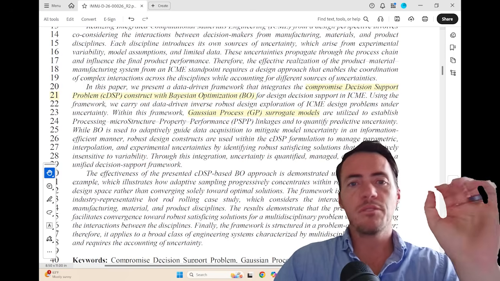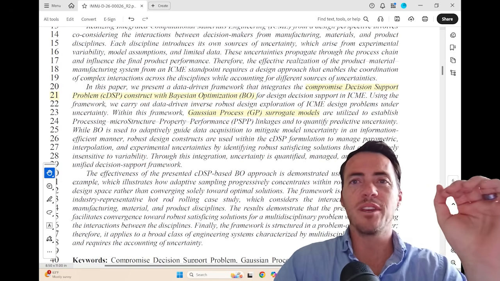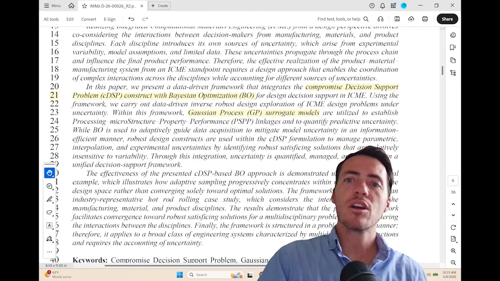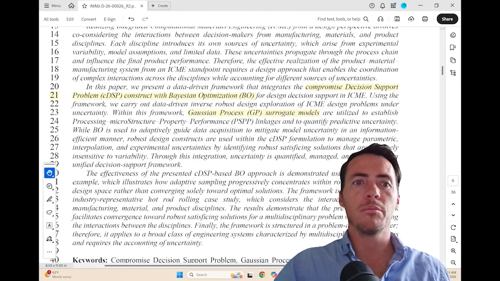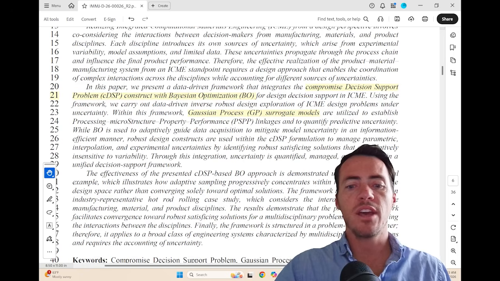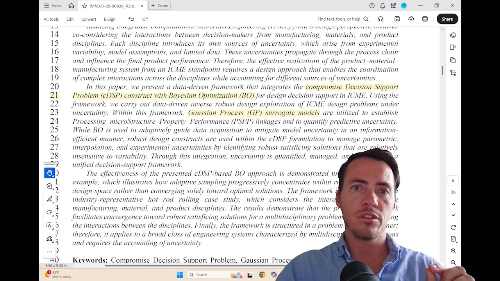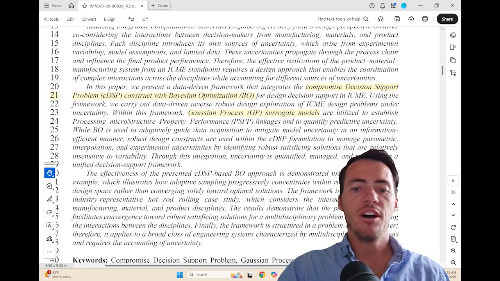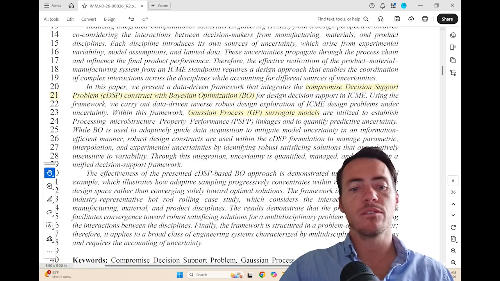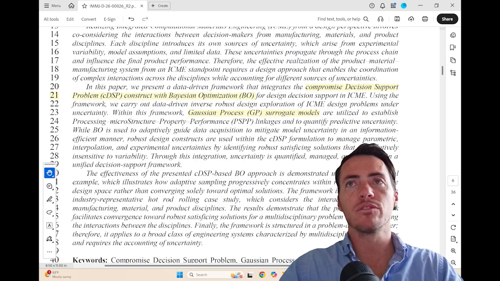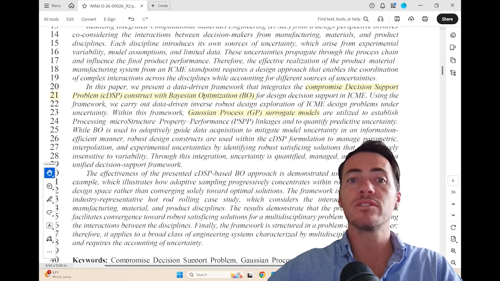First off, they're going to do Gaussian process. Yes, they're going to do Bayesian optimization, but they introduce a new thing, this compromised decision support problem, cDSP construct. The idea behind here is we're not just going to be trying to find an optimal solution based off of mathematical minima. Instead, we're going to try and find robust, satisficing solutions rather than chasing a single solution. We're going to look for whole regions that are robust to uncertainty.